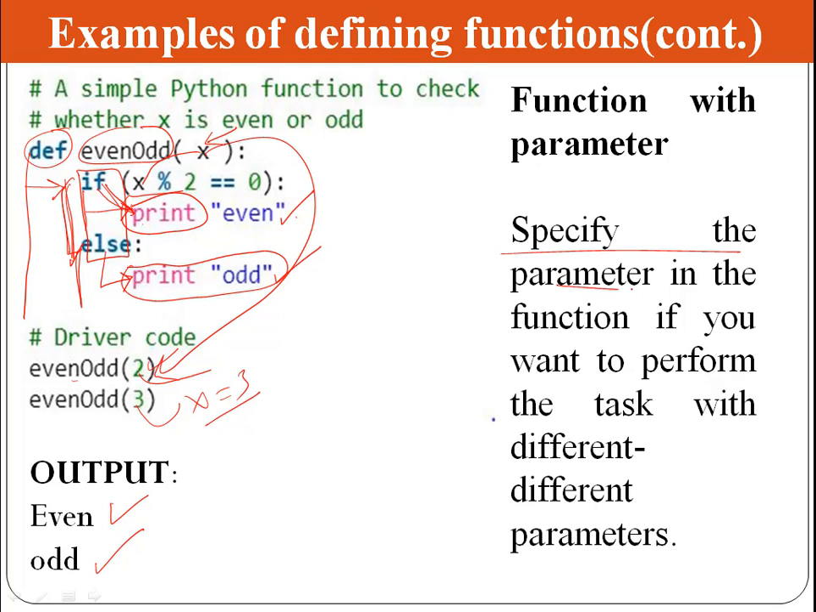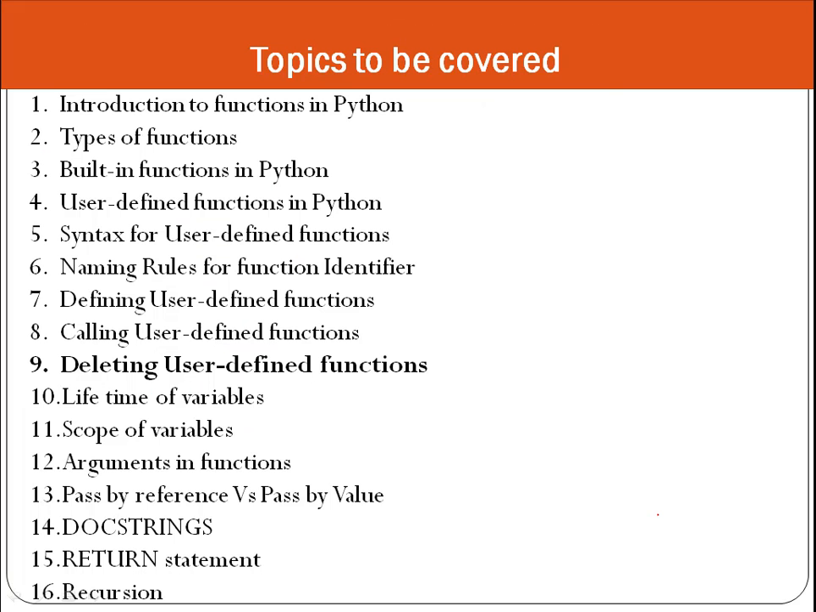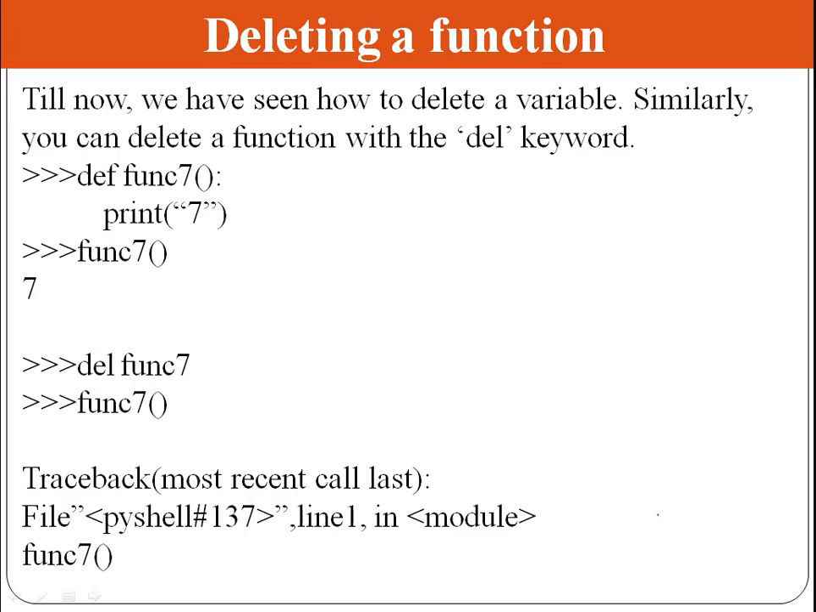Then if you want to delete user defined functions, how can you delete it? So till now we have seen how to delete a variable. So similarly, we can delete a function with a del keyword. So we have already seen that we can delete a variable, we can delete a list, we can delete a dict, we can delete tuple, right? We can delete a set. So number of things we have seen, and that del keyword is being used.